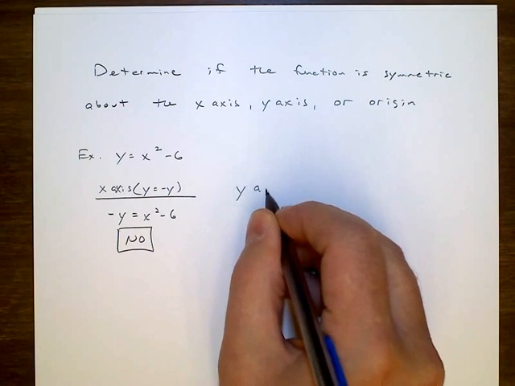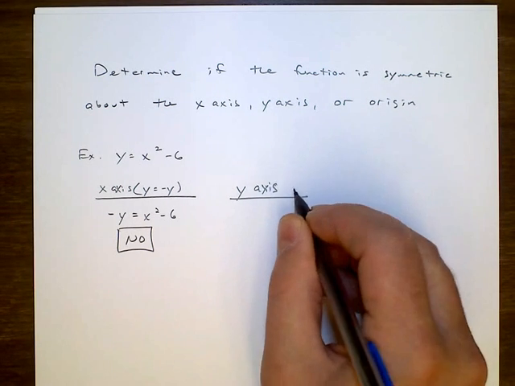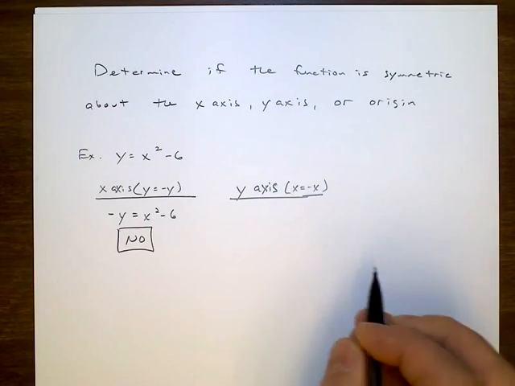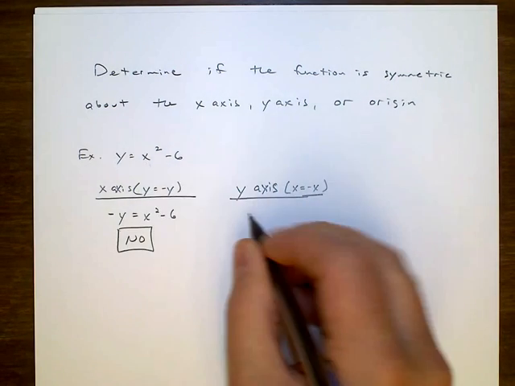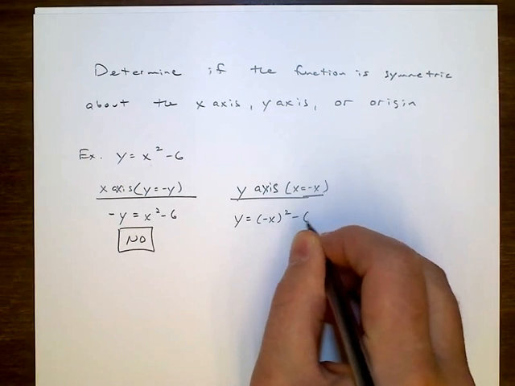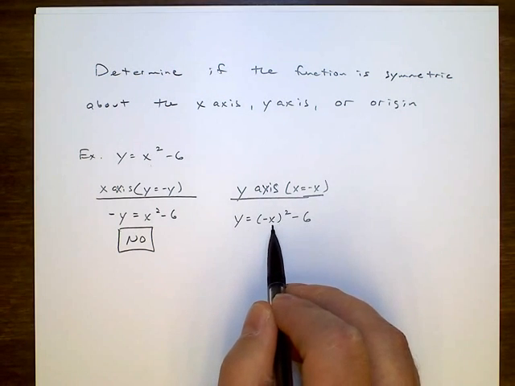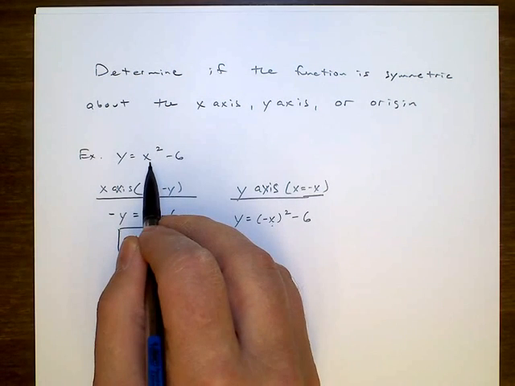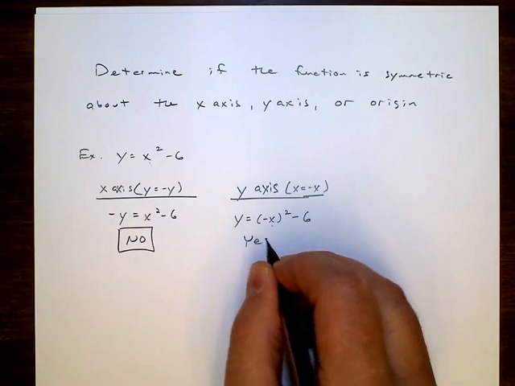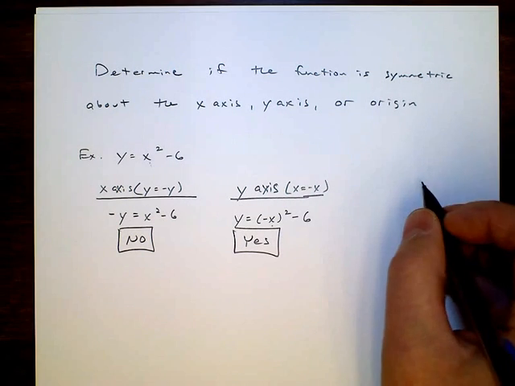To see if it is symmetric about the y-axis, we replace x with negative x here, so we're going to get y equals negative x squared minus 6. Now in this case, if you take negative x and square it, you get an equivalent to x squared. Everything else is the same. Therefore, that function is symmetric about the y-axis.